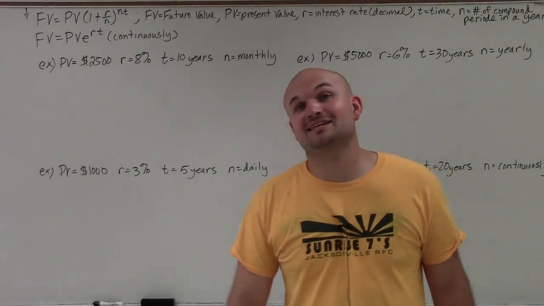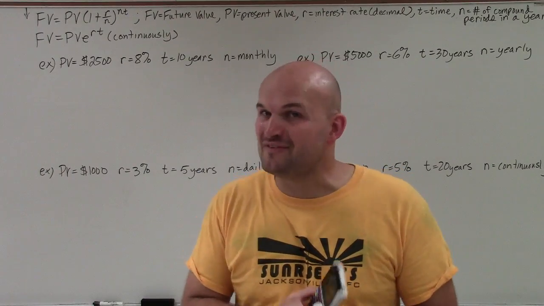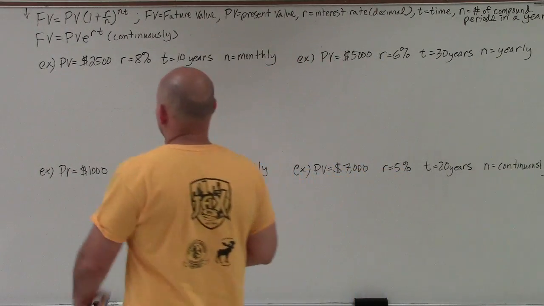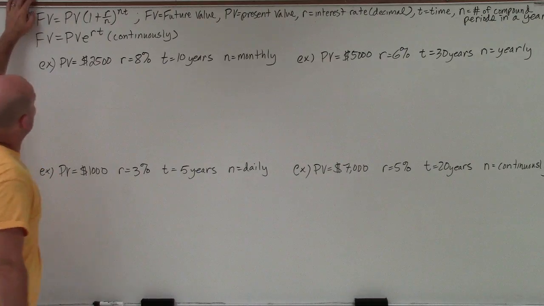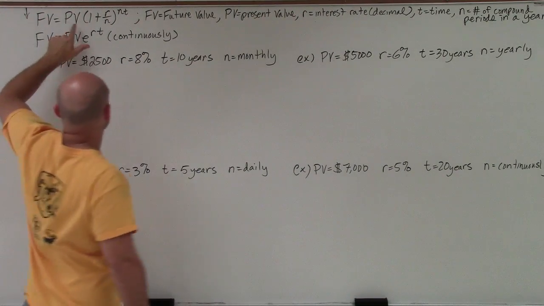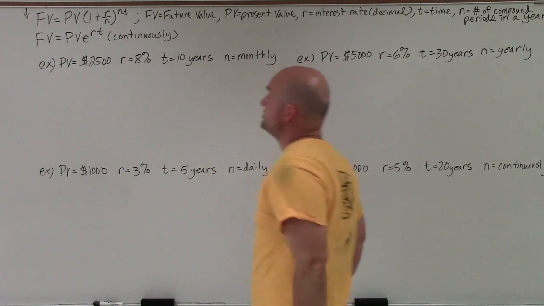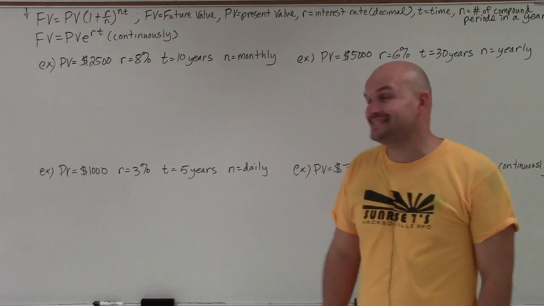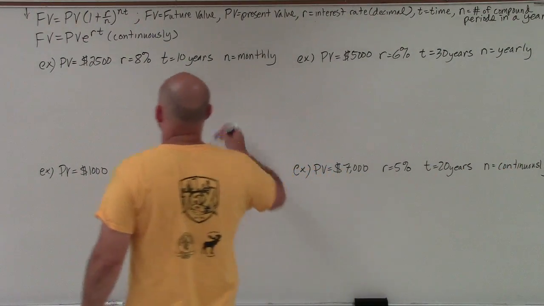Welcome, ladies and gentlemen. What I'd like to do is show you how to determine the final value in compound interest. One of the common formulas for compound interest is final value, which is FV, equal to the present value, PV, times 1 plus R divided by N, raised to the N times T. And I wrote up what everything represents.